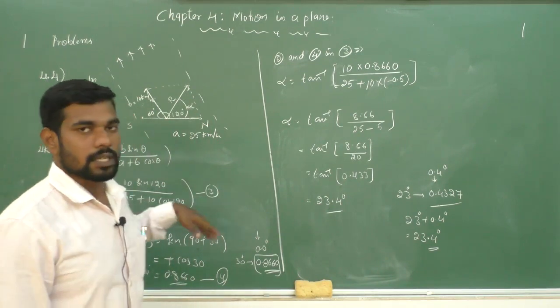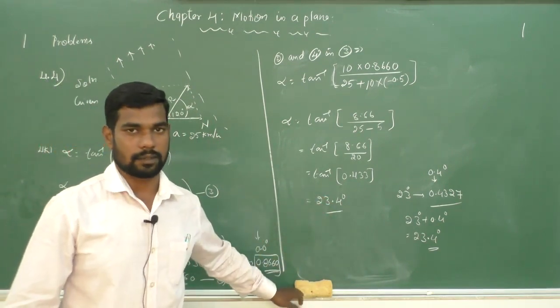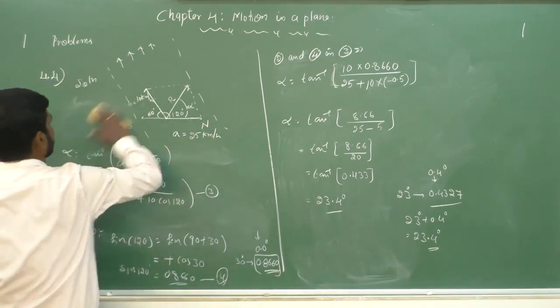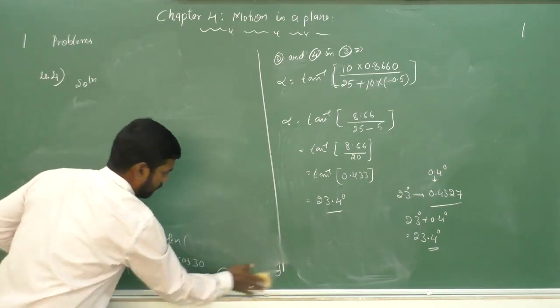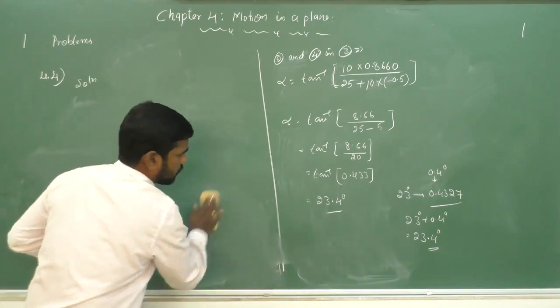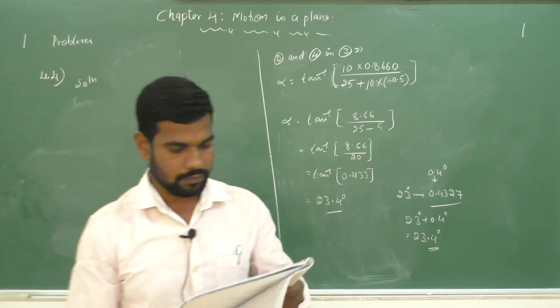So we just found out the resultant velocity, then after that the direction of the resultant velocity. Okay, so we'll go toward the fifth problem. What does it tell us? What is the problem?